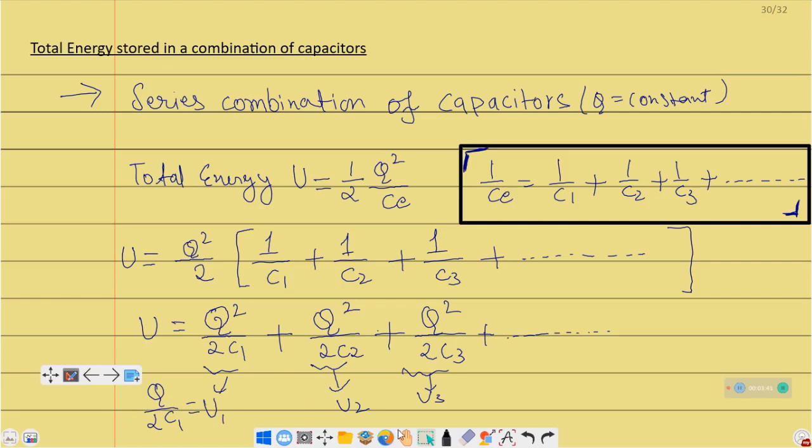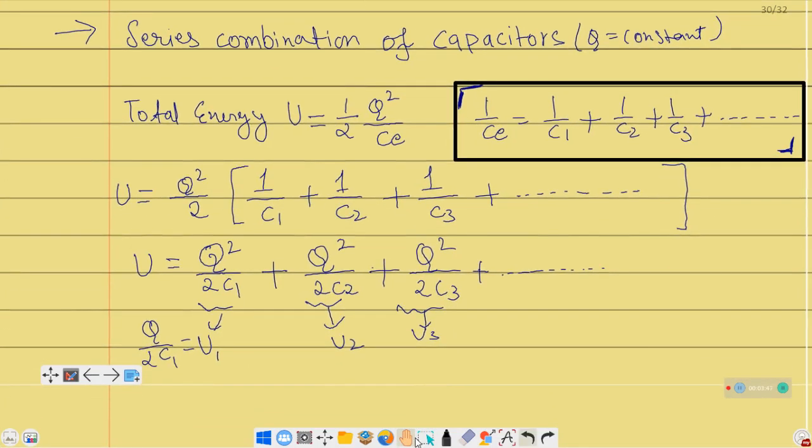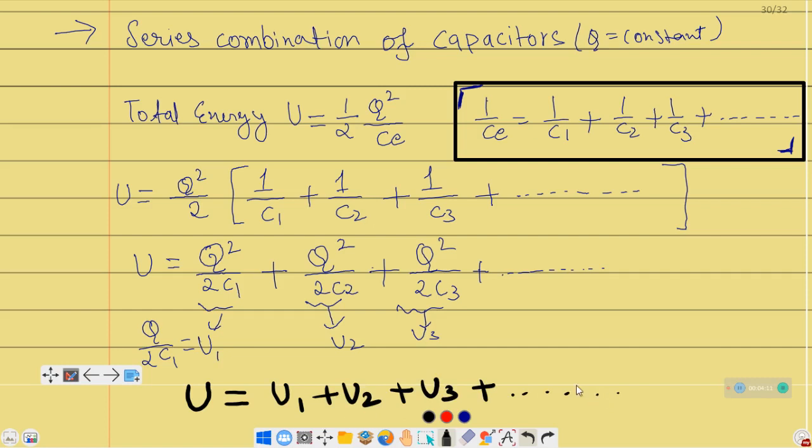So here we can say that the total energy, that is U, will equal the sum of the energy stored in the individual capacitors, that is U1 plus U2 plus U3 and so on.